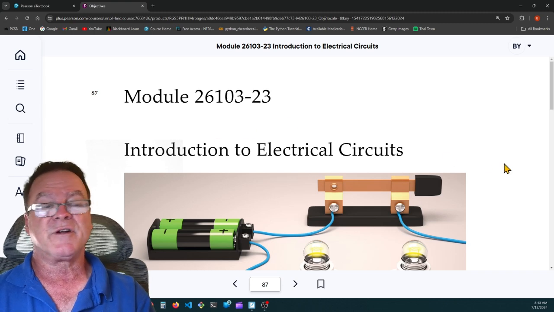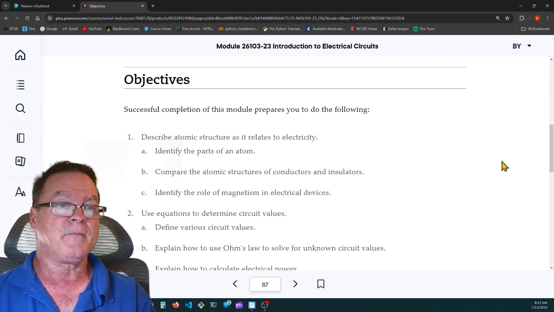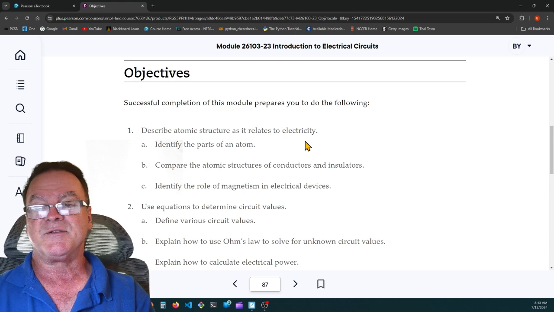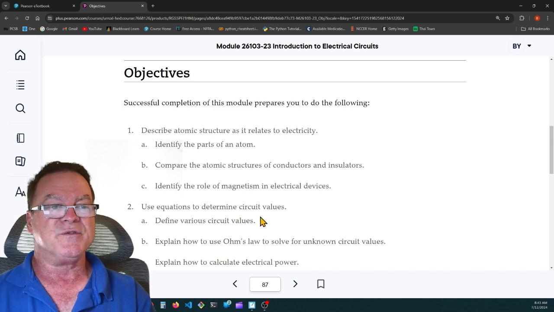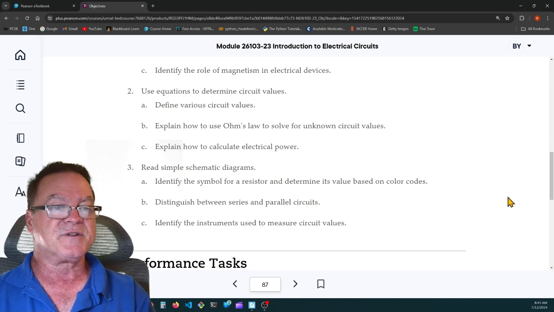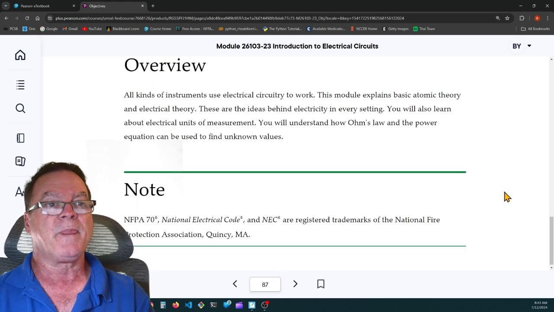26103, Introduction to Electrical Circuits. After successfully completing this module, you'll be able to describe atomic structure as it relates to electricity, use equations to determine circuit values, and read simple schematic diagrams.